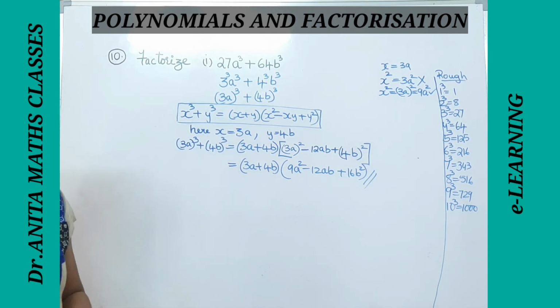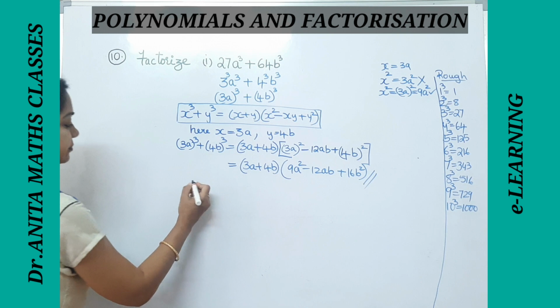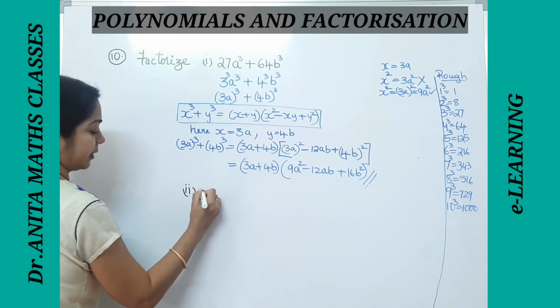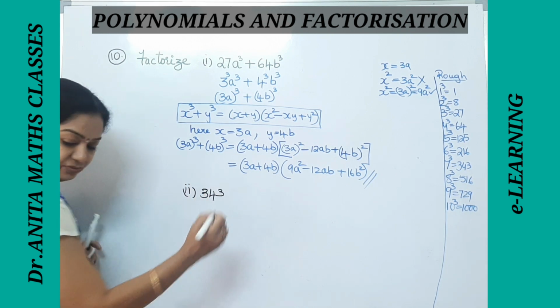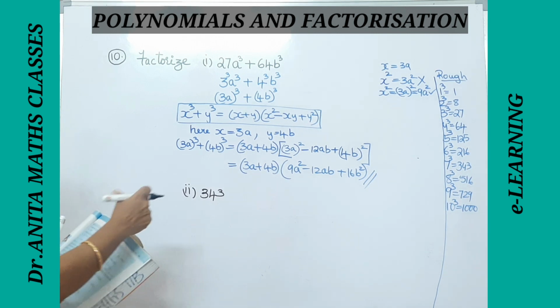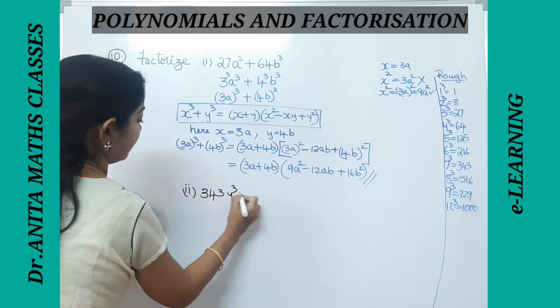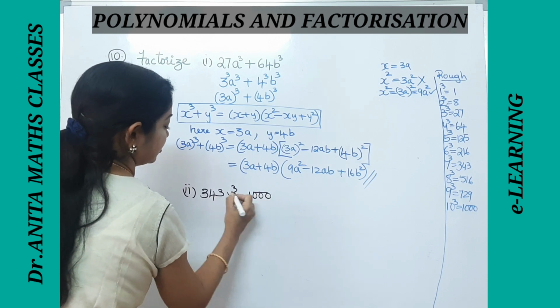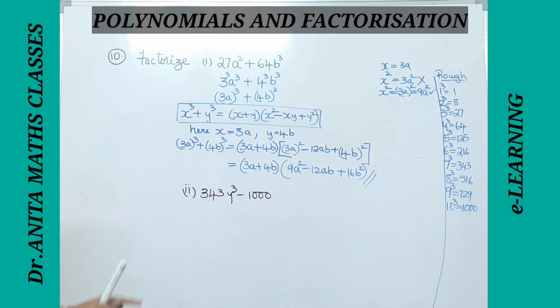Now the second one, let me note it down. I've erased it. Let me see the textbook. Now that is the 10th problem: 343y cube minus 1000. This was what I had erased. Now this is the second one.